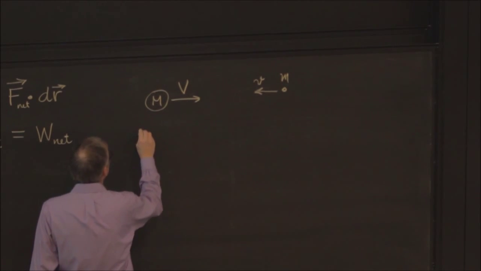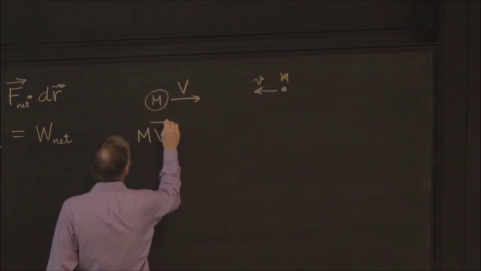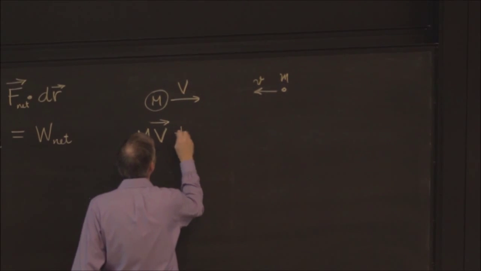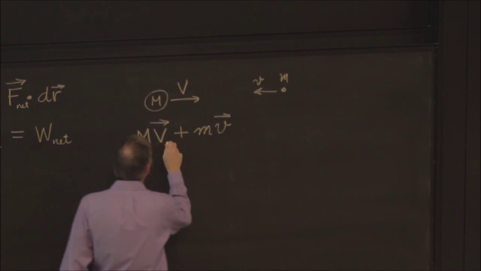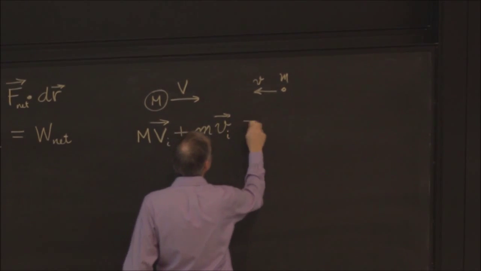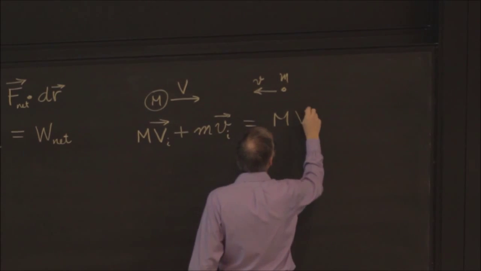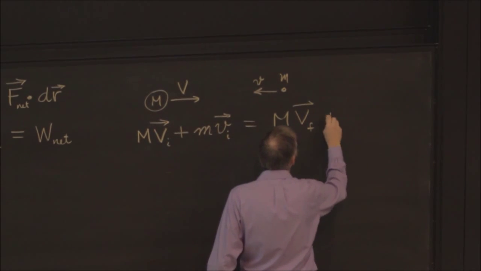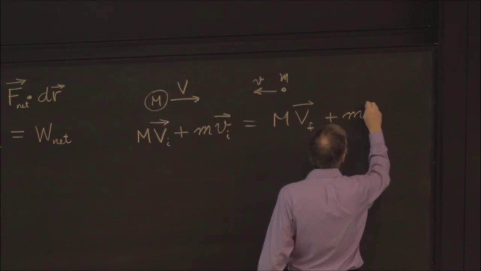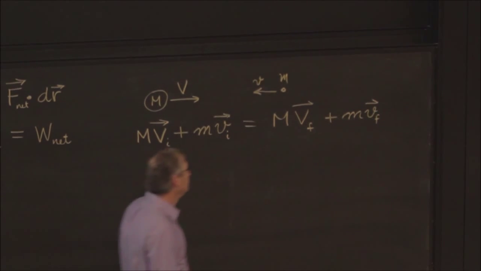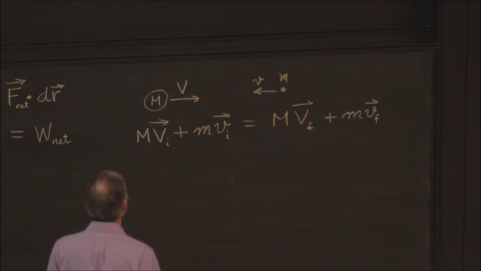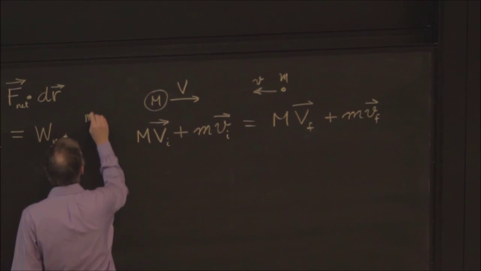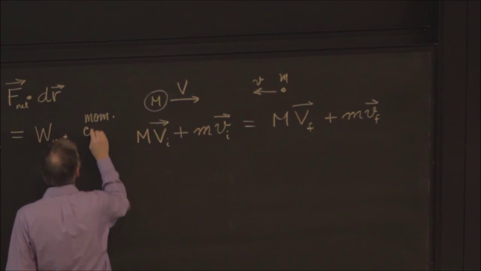I must have that M V vector plus little m v vector initial is equal to M V final plus little m v final, whether I have an elastic collision or not. Okay, that's momentum conservation in the collision. So momentum is conserved.